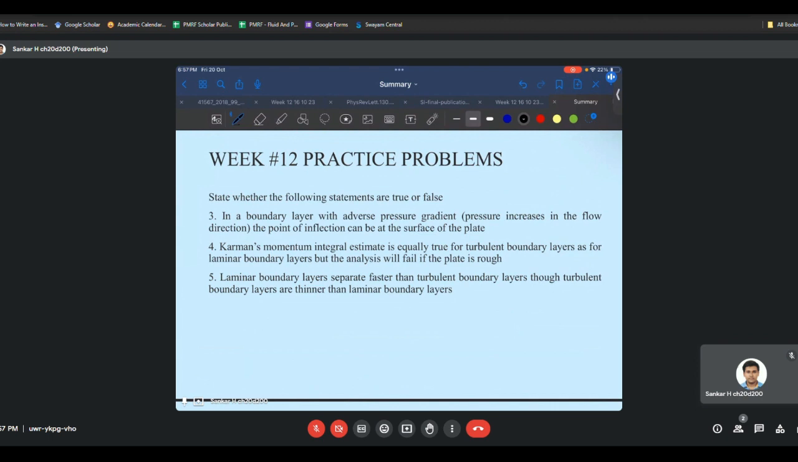So question number 3 is, when a boundary layer with adverse pressure gradient, if you remember from the class, we had a pressure gradient. That means the pressure increases in the flow direction, dP by dx is greater than 0, and the point of inflection can be at the surface of the plate. That statement cannot be true since we always saw that there is some deviation over here that's happening depending on the magnitude of the pressure gradient. So this statement is false.